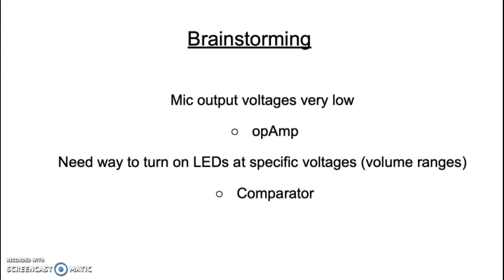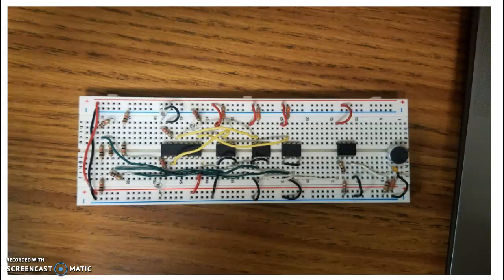Our goal was to create an LED array that reacts to the intensity of music. We were going to incorporate the use of an op amp to increase the voltage of the microphone, as the microphone naturally produces very low output voltages. We were also going to use comparators to set the different volume ranges at which the LEDs would turn on. Here is a circuit schematic of our project.